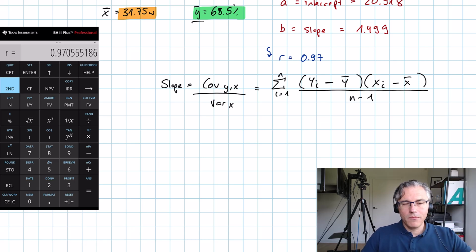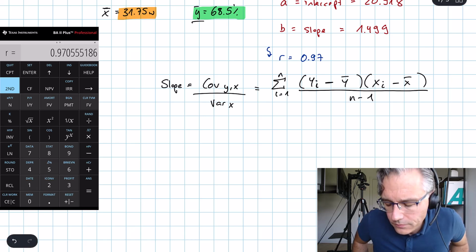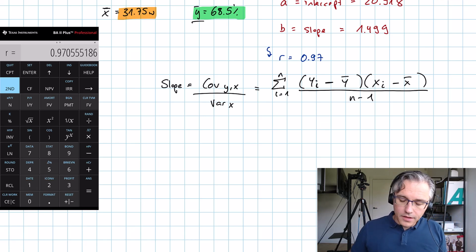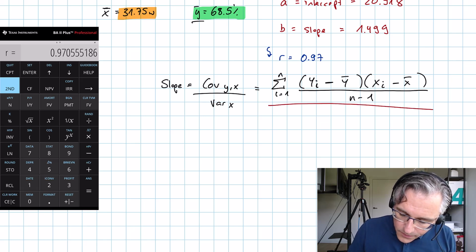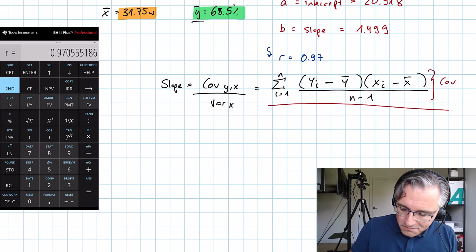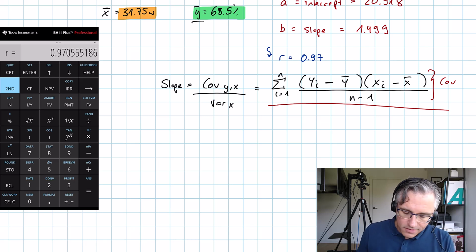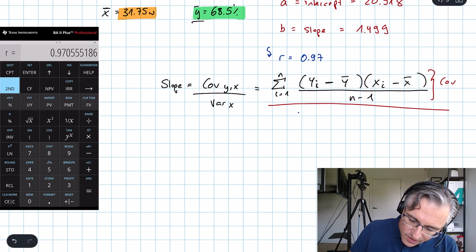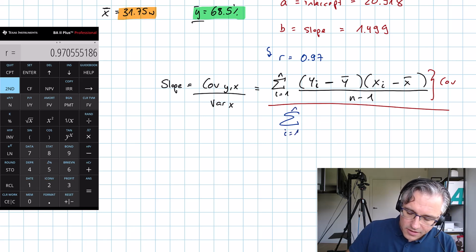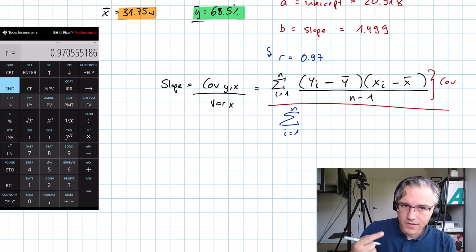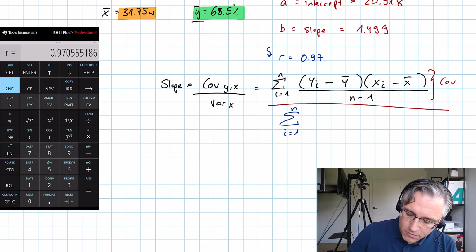Divide this by n minus 1. That's what you get for sample covariance. And now, so that's our cov term, and variance of x is similar. It's also a sum of the differences, but this time focusing only on x.